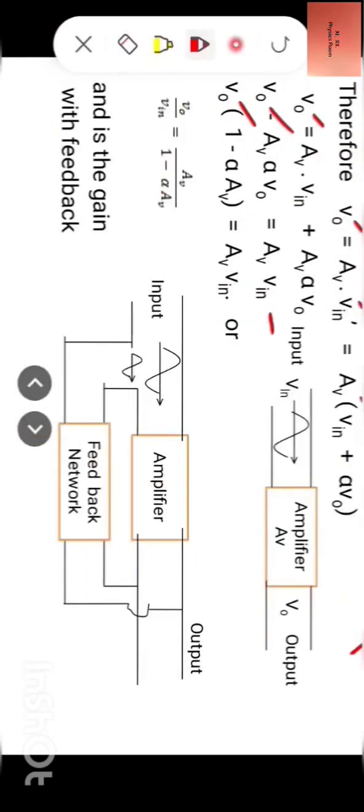Now from the above equation, we have V output over V input is equal to AV over 1 minus alpha AV, and this is the gain with feedback. Now gain with feedback is more than 1 because the denominator is less than 1. We will look into it in the next slide.